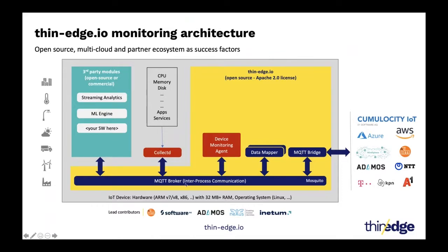The same data, which is available on the local broker, can be consumed by any of your third-party applications as well. So if you want to do some analytics on the system health metrics itself, you can do that, just like you have analytical applications on other measurements from other sensors connected to this edge device. So this is how we have enabled this monitoring solution. As a developer, all you have to do is configure, using CollectD, what you would like to monitor. Just simple configurations, no code to be written. Configure what you would like to collect and how often, and then ThinEdge will do the rest of the heavy lifting for you.